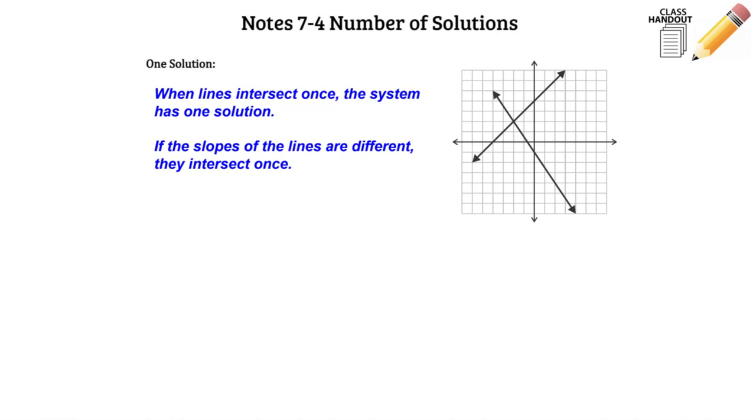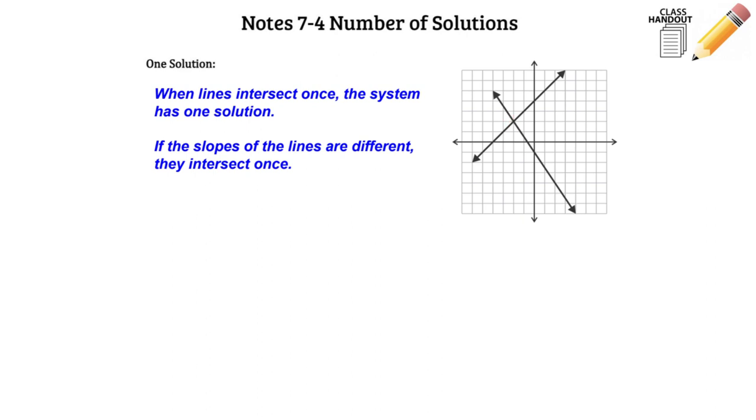All right, so here's a video for note 7-4, number of solutions. So a system of equations can have one solution, and that occurs when the lines intersect once. As we can see here, we have two equations. They intersect at this point right here, (-2, 2). So that means it has only one solution. These lines will not intersect at any more points other than just that one single point.